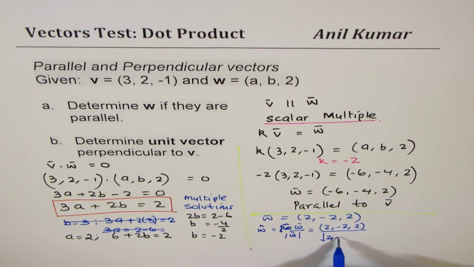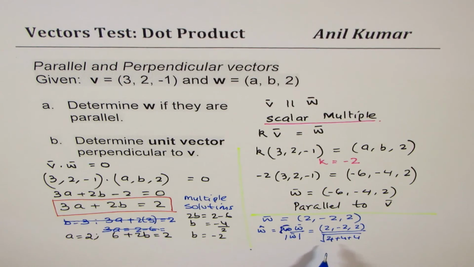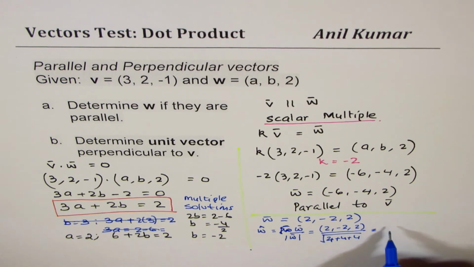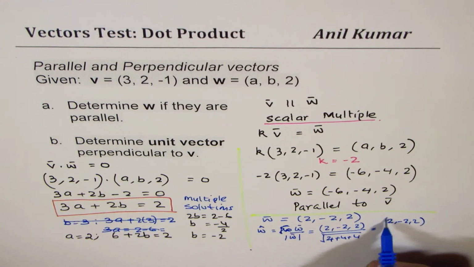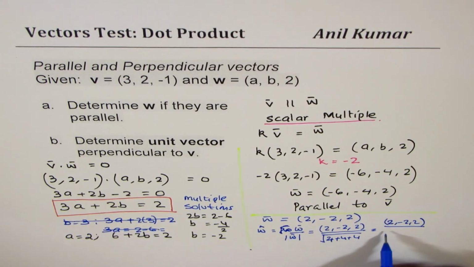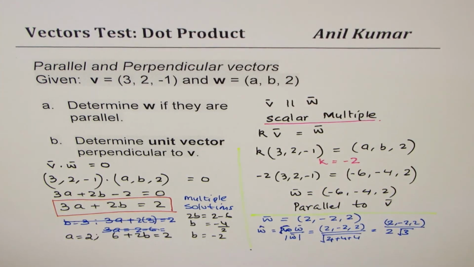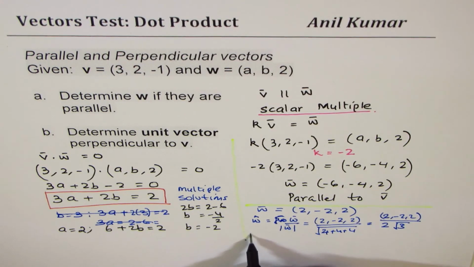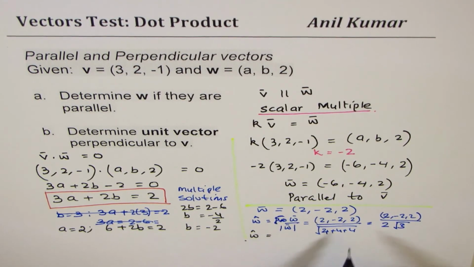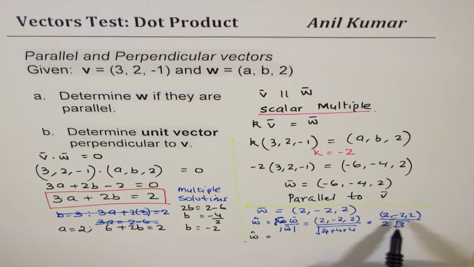So let me write down here 4 plus 4 plus 4, right? Which is square root of 12. 12 is 4 times 3. So I could write this as 2, minus 2, 2 divided by 2 square root 3, correct? So that becomes a unit vector. So let me just push this page a bit. And yeah, so for the unit vector, you could actually divide them by 2.